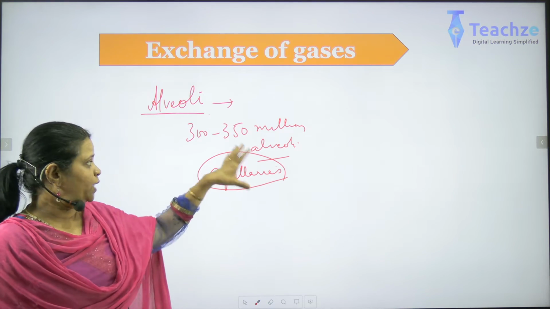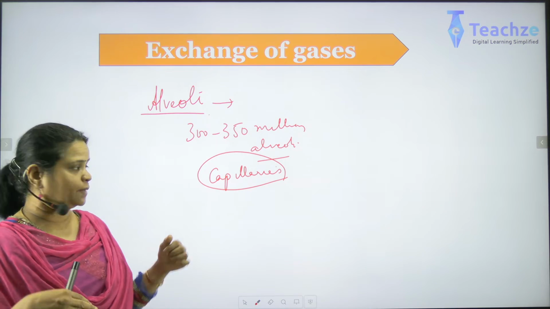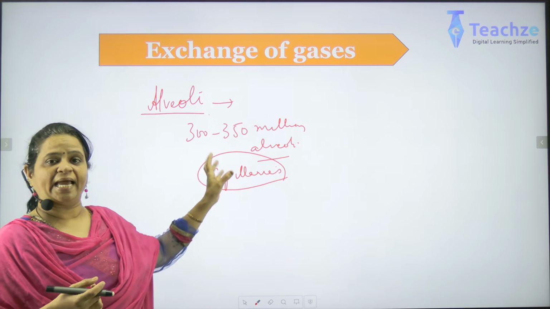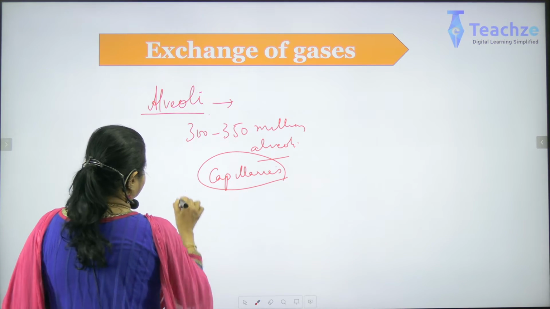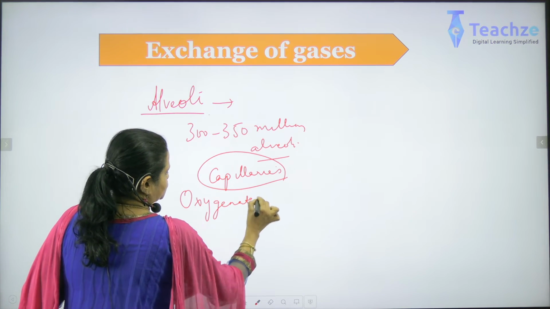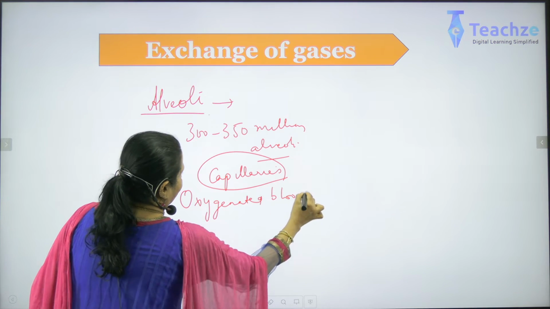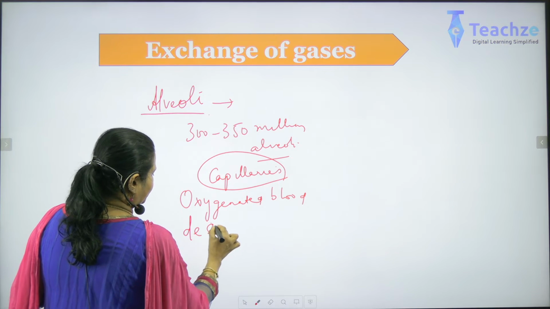So what happens at the alveoli? The tissues which are present outside will give out the carbon dioxide to the alveoli, and in turn the alveoli will give oxygen to the tissues. So that we call oxygenated and deoxygenated blood. When I fill oxygen in the blood, we call it oxygenated blood. And when I have more carbon dioxide, we call it deoxygenated blood.